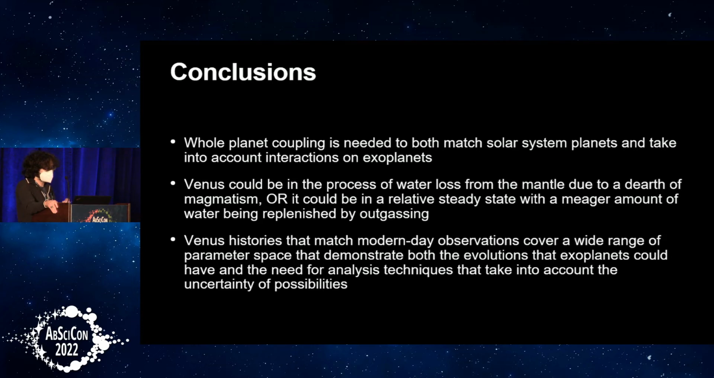So my conclusions are that whole planet coupling is needed to both match solar system planets and take into account interactions on exoplanets. Venus could be in the process of water loss from the mantle due to a dearth of magnetism, or it could be in a relatively steady state with a meager amount of water being replenished by outgassing. And lastly, Venus histories that match modern day observations cover a wide range of parameter space that demonstrate both the evolutions that exoplanets could have and the need for analysis techniques that take into account the uncertainty of possibilities. Thanks.